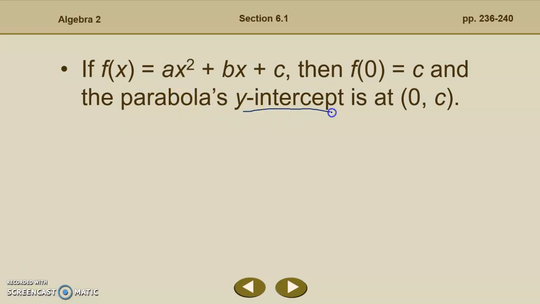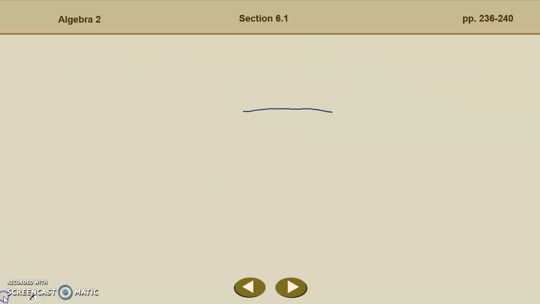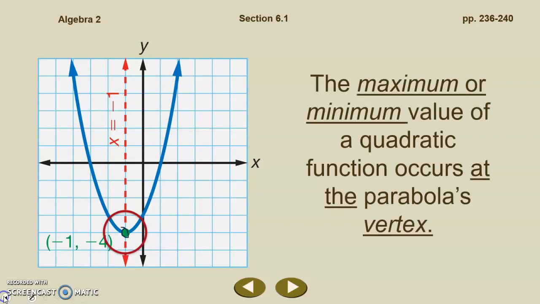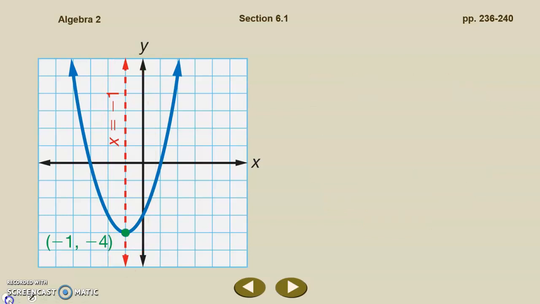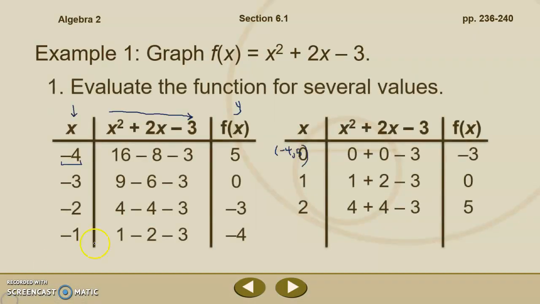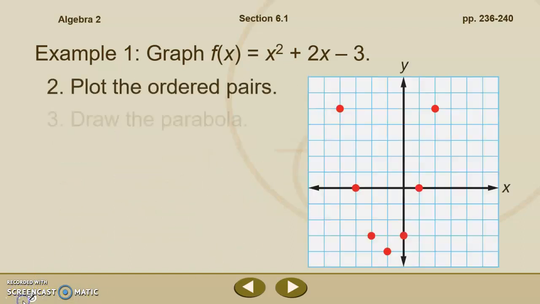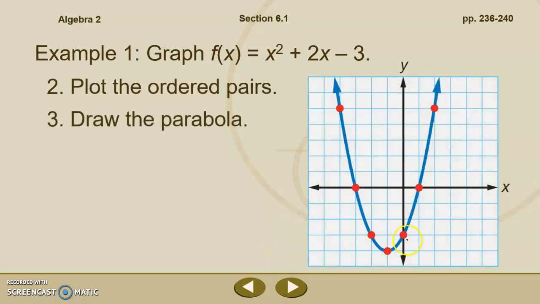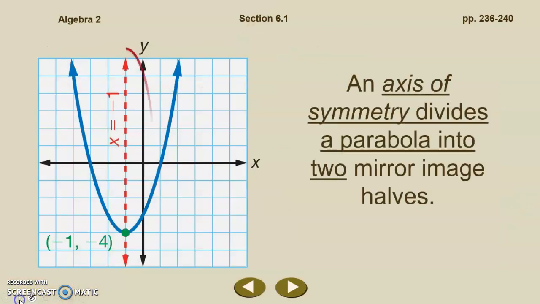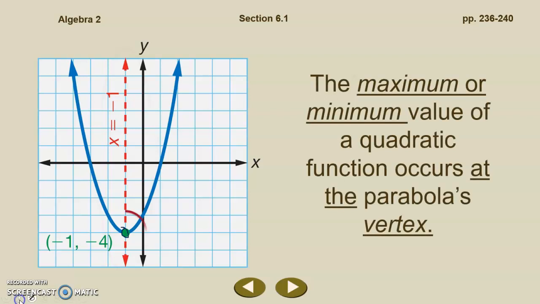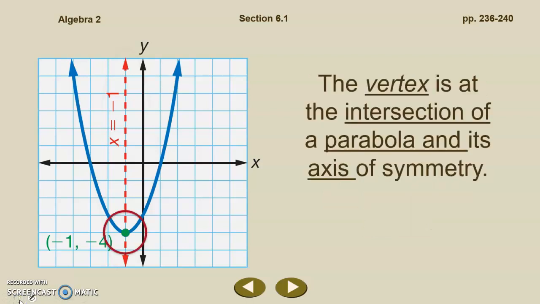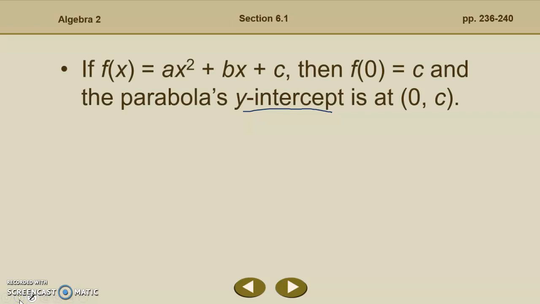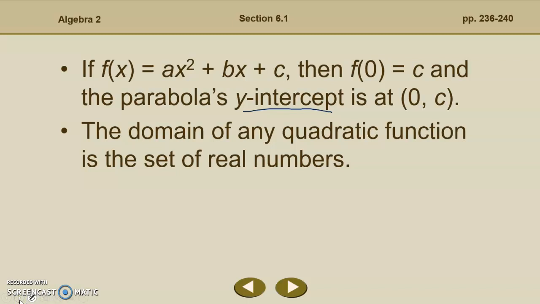Okay, if we go back to the one that we graphed previously, you can see that when we plugged in 0, we got -3. And if you look at our graph, you can see that it crossed the y-axis at 0, -3. So that's how we find the y-intercept. And if you remember what I told you earlier, if we set our quadratic function equal to 0 and solve for x, that's how we find the two x-intercepts.